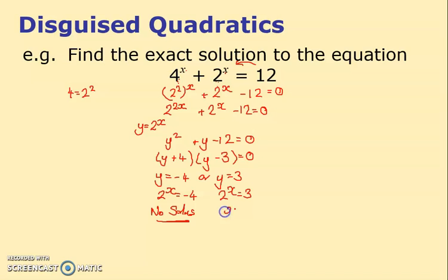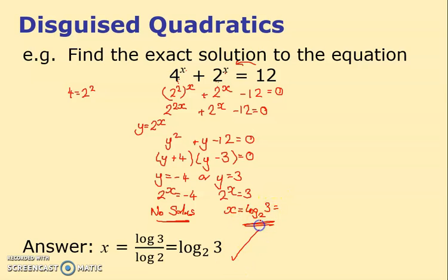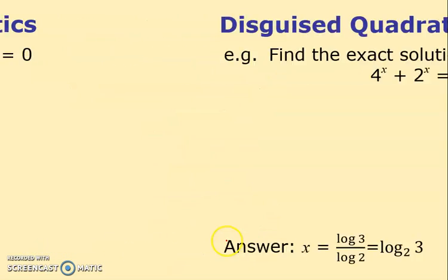So this one we can. x is log to the base 2 of 3. No idea. Oh, it says the exact answer. It actually wants that then. There it is. Okay, like that. I've written it in an alternative way there, but that's what I would write now.